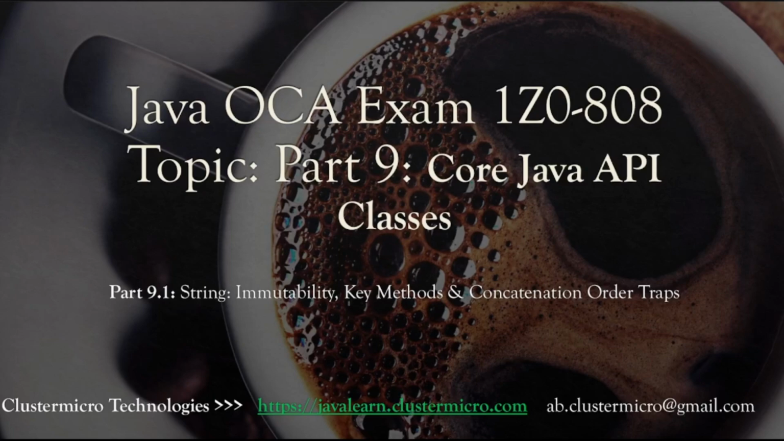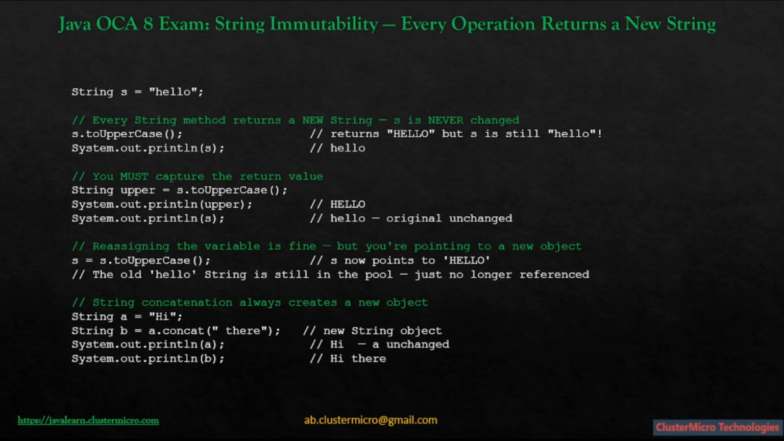So today we are going to discuss part 9, core Java API classes, and part 9.9 of that is string immutability, key methods and concatenation order traps. The fundamental rule is that String is immutable. String s = "hello"; s.toUpperCase(); System.out.println(s). It will print hello, right?